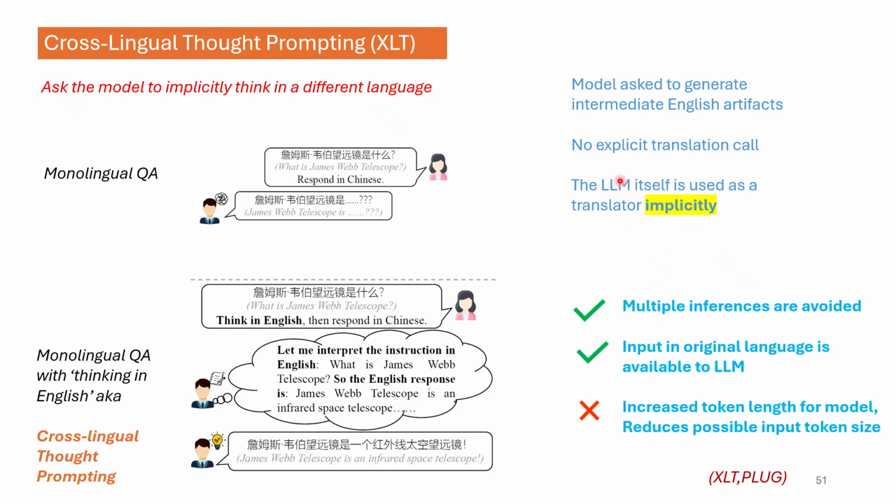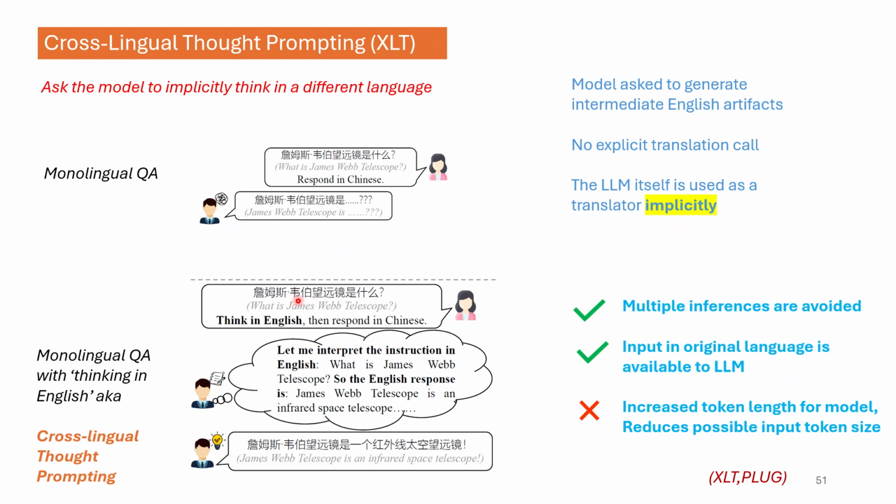Now, of course, you could say that you could just first translate the input into English and then pass it on to the English LLM and then get the output and translate it back. In this case, all that is happening implicitly. So multiple inference calls are avoided. You might otherwise have to first do translation, then do the LLM processing, and then translation again. Right? So here a single inference is doing everything.